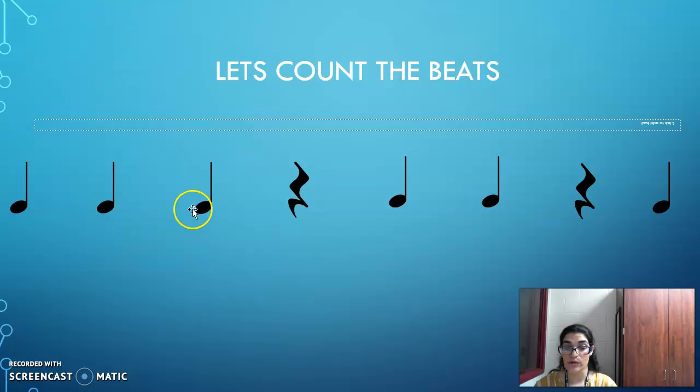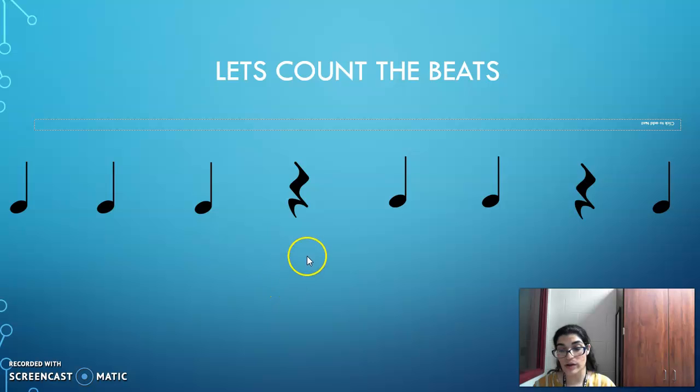1, 2, 3, 4 is silent. 5 we say out loud. 6 we say out loud. 7 we shh. And then 8. Let's try that again. Ready? Here we go. 1, 2, 3, shh, 5, 6, shh, 8, stop.